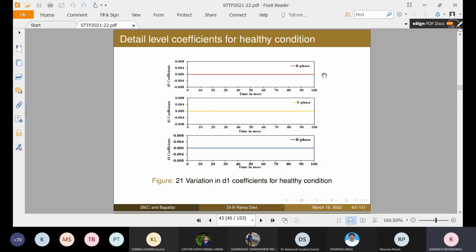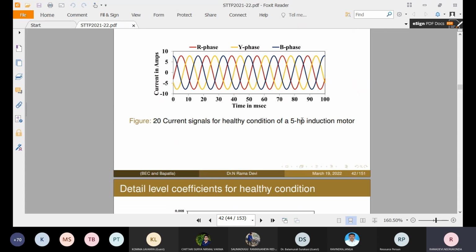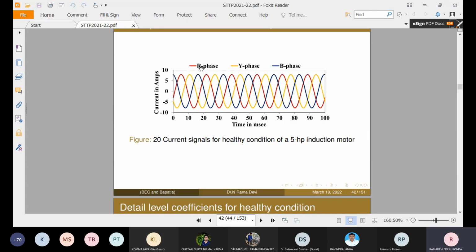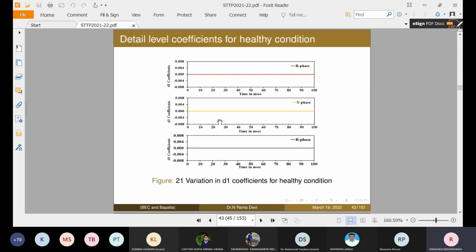So the coefficients are always generated with the help of the mother wavelet correlated with our signal. Here there are no disturbances. Because of that, the correlation value is 0. There is no correlation, so the correlation value is 0. That's why the detail level coefficient values we get are zeros for the healthy case.